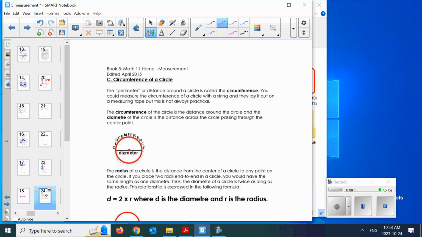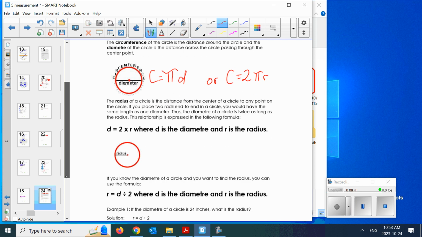Then, circumference of a circle, as you mentioned, is the perimeter of a circle. There's a formula for it. Pi times diameter, or circumference is 2 times the radius, which is the same as the diameter. So 2 pi r. If you're given radius, use that. If you're given diameter, use that.